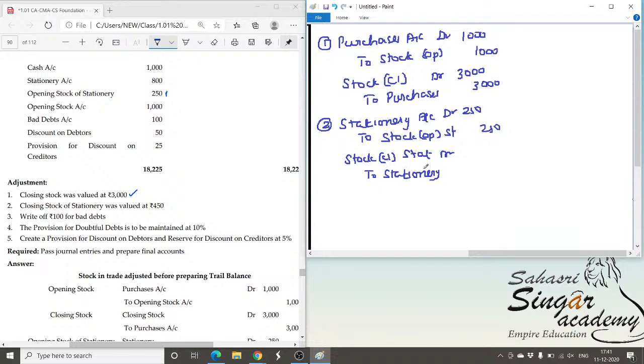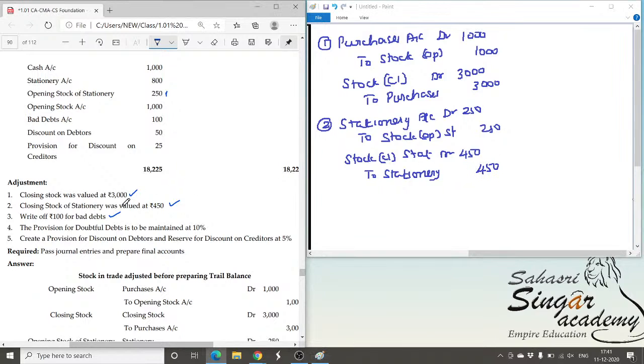So the value here being 450, okay, 450. I hope so. Could not understand this.